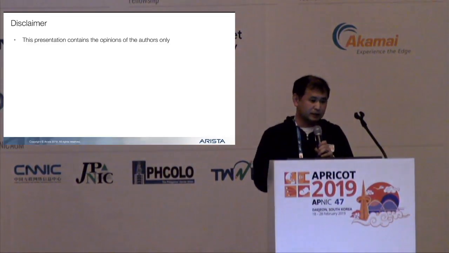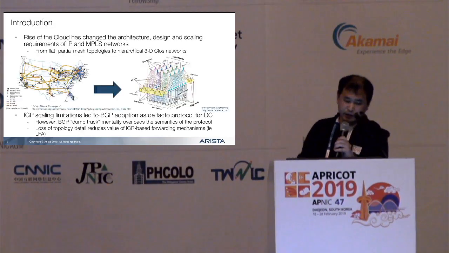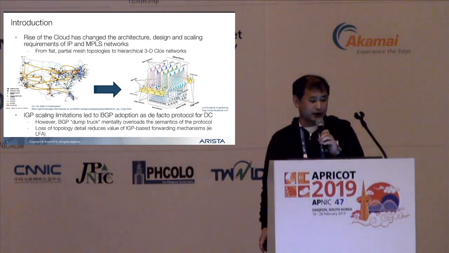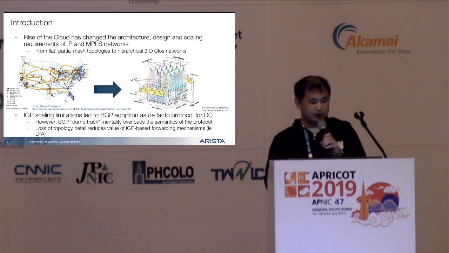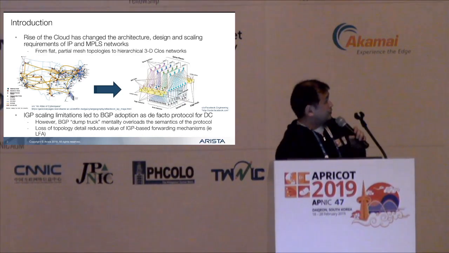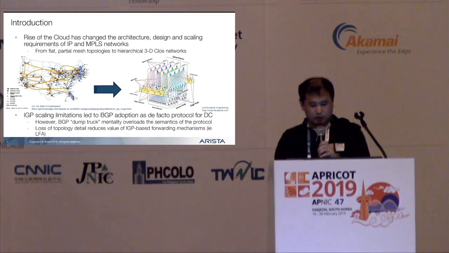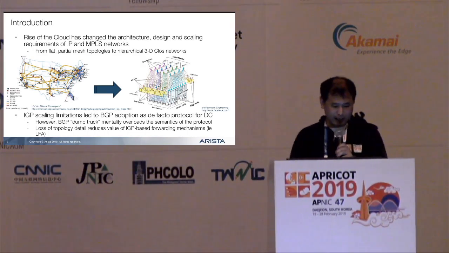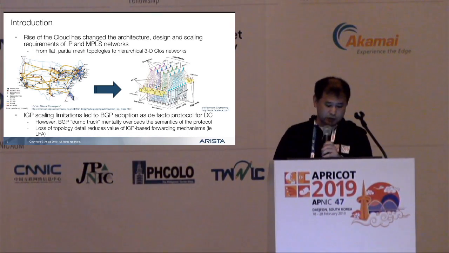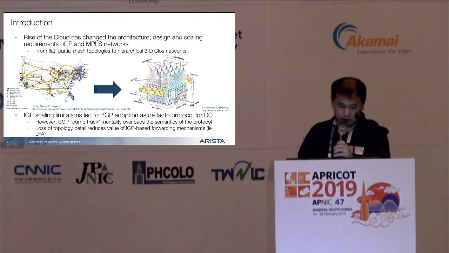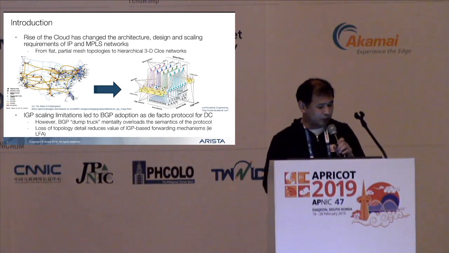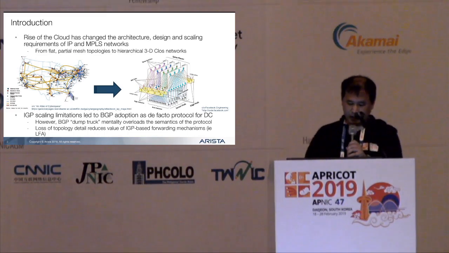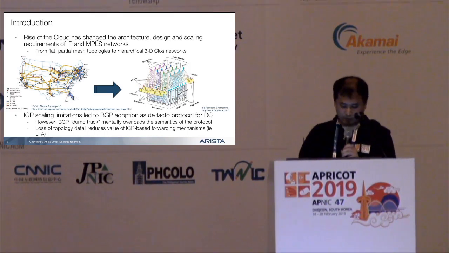So let's start. This is the disclaimer. The introduction: the rise of the cloud has changed the architecture, design and scaling required of IP and MPLS networks. IGP scale limits led to BGP adoption as the de facto protocol for DC, like the previous presentation. However, the BGP dump truck mentality overloads the semantics of the protocol, because loss of topology detail reduces the benefit over IGP-based forwarding mechanisms, like loop-free alternates.